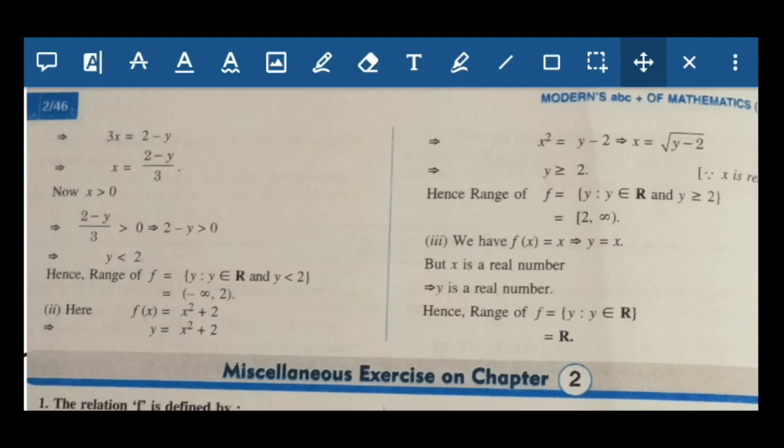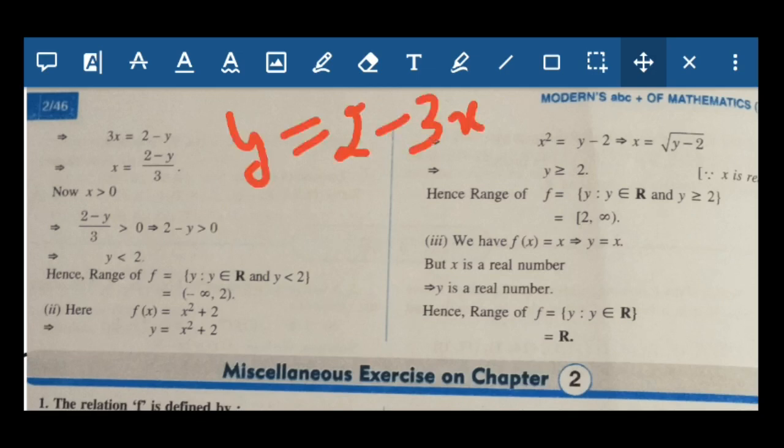Now student, I am going to start the 5th question of this exercise, and in this question we will find the range of the following function. See, your very first question is here: f(x) is equal to 2 minus 3x, and x belongs to all real numbers, and remember they have given one condition, the value of x is greater than 0.